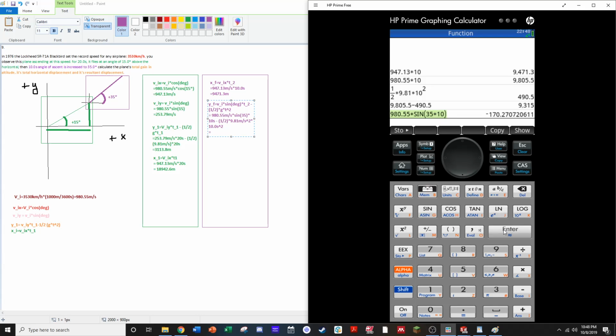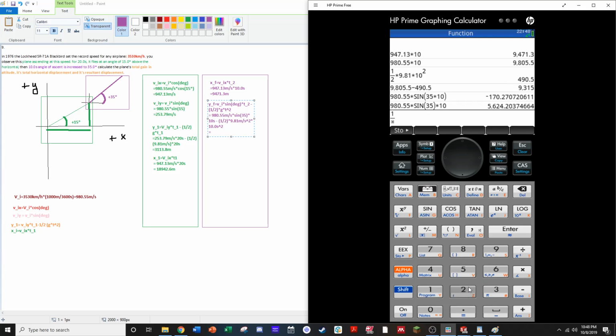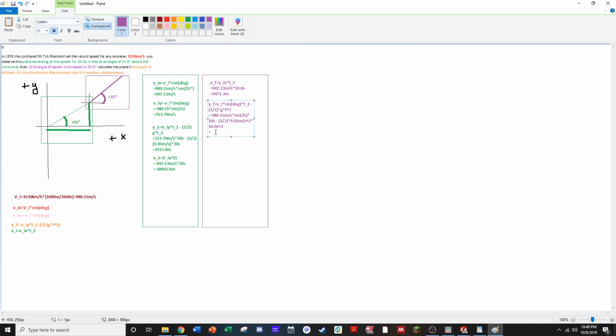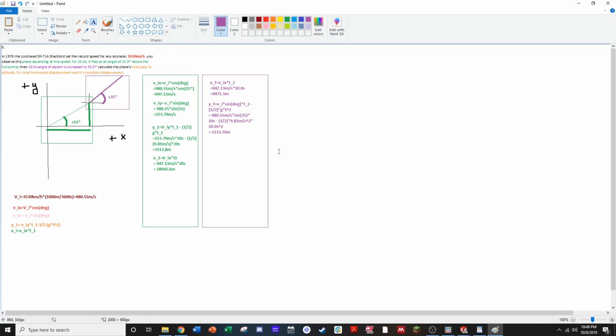Whoopsie, I did that incorrectly. I'm just making all sorts of blunders today, guys. Outside of the bracket times 10. There we go. Good value. And then 1/2 times 9.81 times 10 squared. And we're going to do that first value minus that second value. And that equals 5,133.70. So 5,133.70 meters. And that's the distance we've traveled in the y direction.